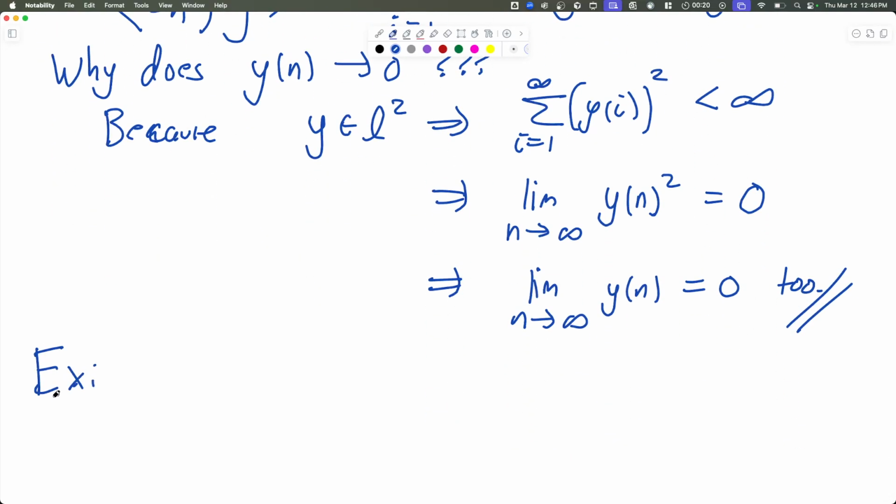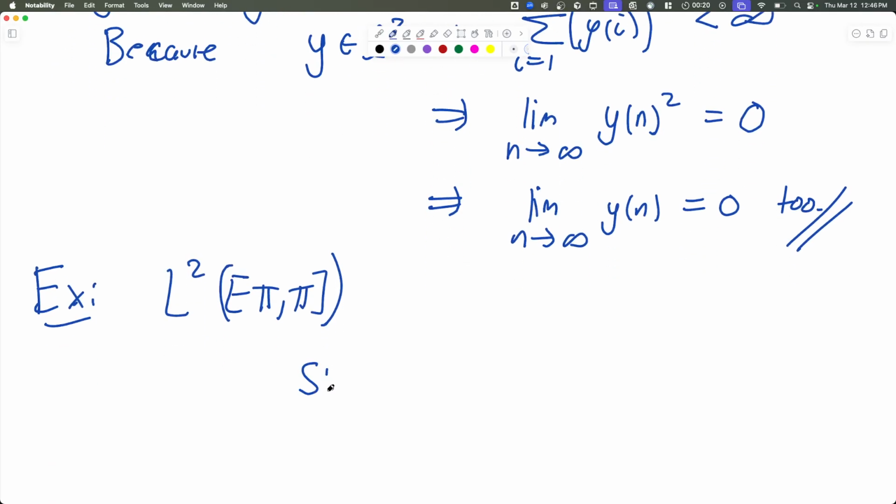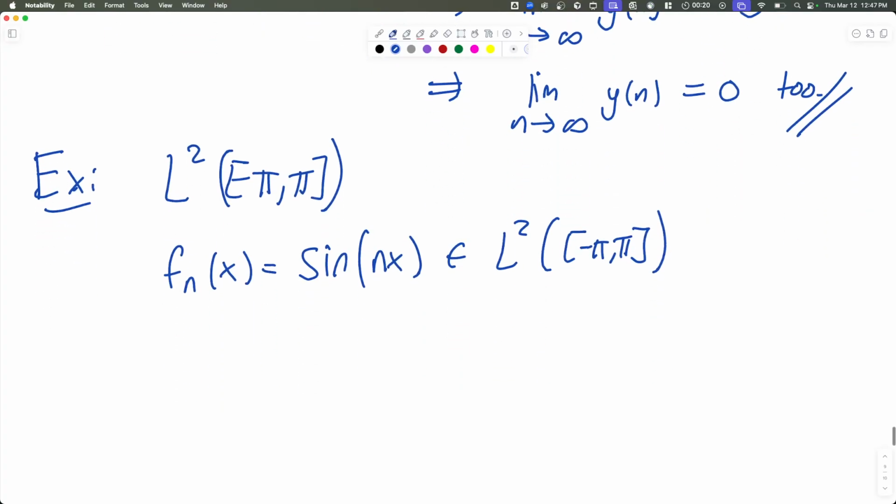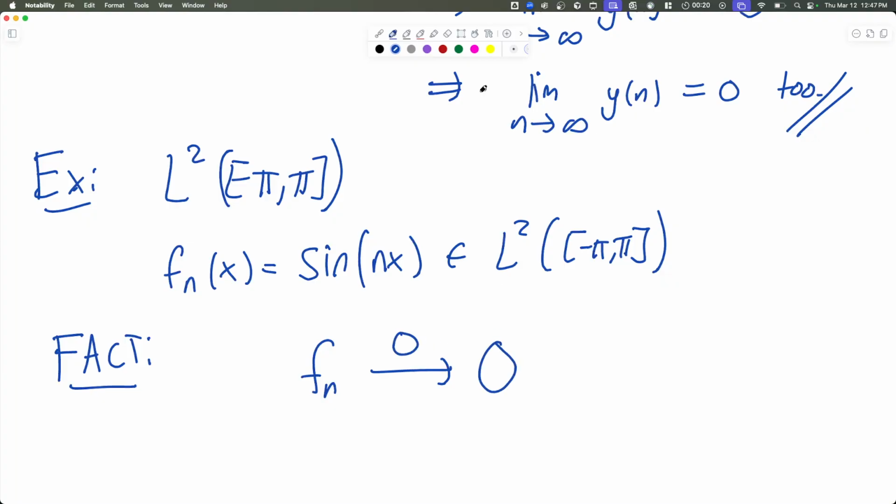And this is an example in, again, our favorite space, L2 of minus pi to pi, where the Fourier series will live. And the function sine of nx, so call that f_n of x, is a function that's in L2 of minus pi to pi. Claim: f_n goes to 0 weakly. Not weak 0, weakly. By 0 I mean the 0 function, the function that's always 0 in L2.